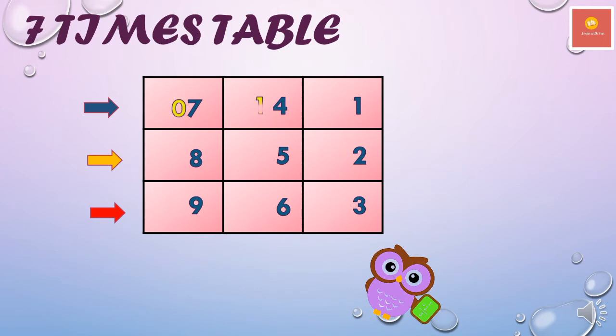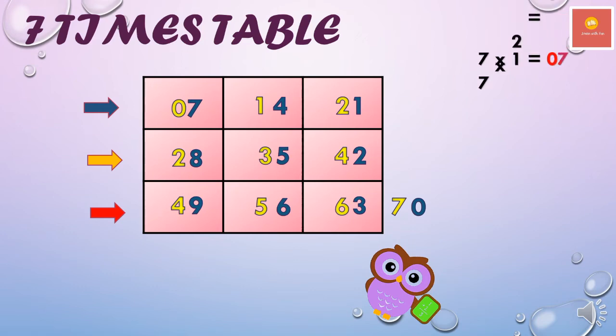0, 1, 2, 2, 3, 4, 4, 5, 6, and then at the last we are going to add 7, and with it we are going to add 0. So we have also done with our 7 times table. Well done, you have done a great job.